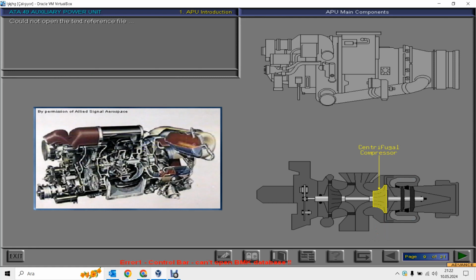On APUs, you will usually find centrifugal flow compressors. These compressors have good performance, a long lifetime, and they are resistant against foreign object damage, known as FOD. See if you can find the centrifugal compressors on this video.